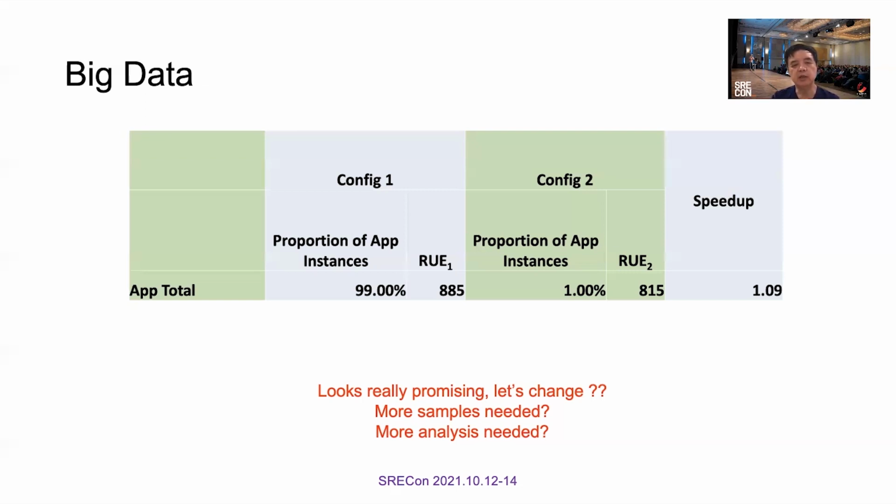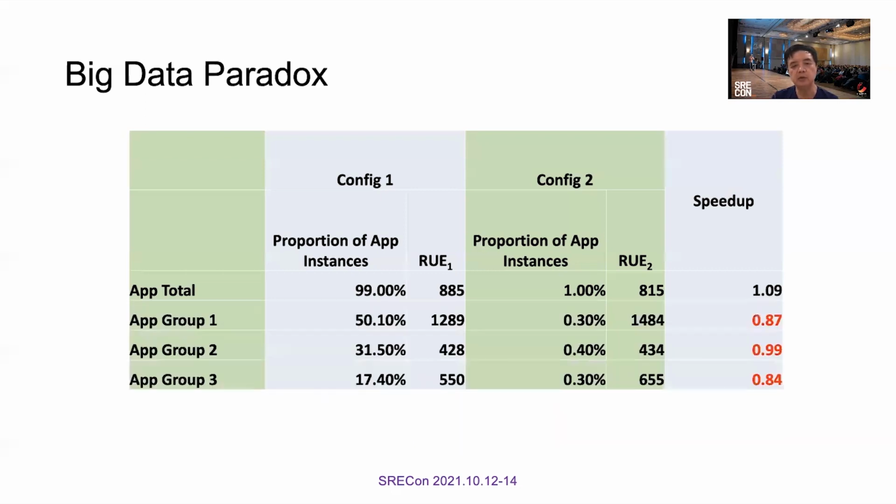Because we have a large number of instances, and because the applications can be running in different phases and different modes, we have a chance to take a look at the breakdown of the application. For this specific application, it can be broken down into 3 kinds of behavior. For simplicity, we call them groups 1, 2, and 3. Let's take a look at the data here.